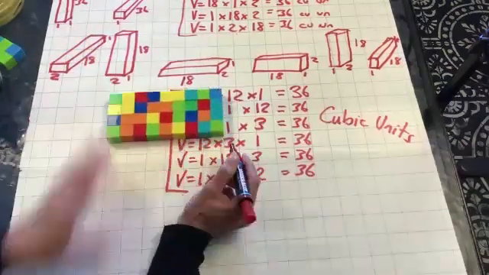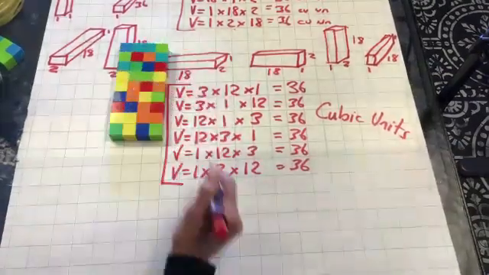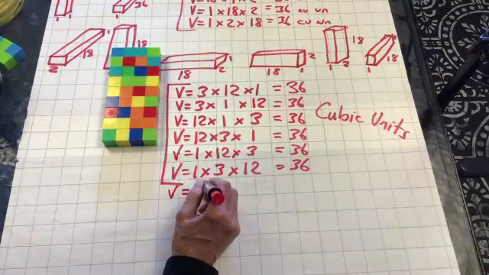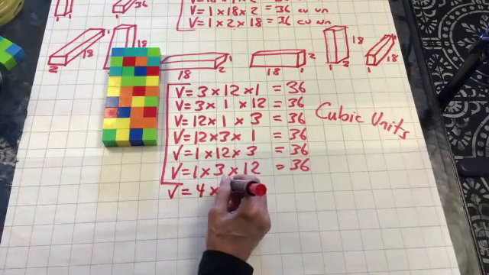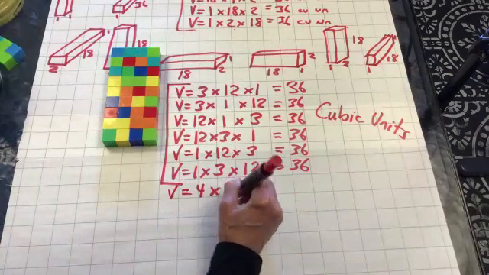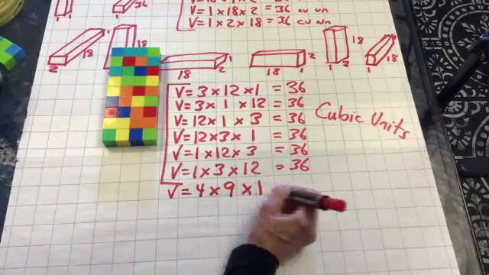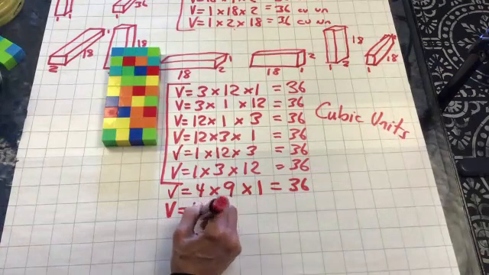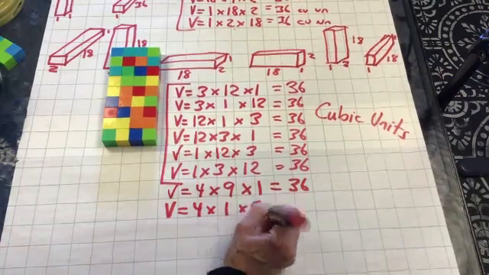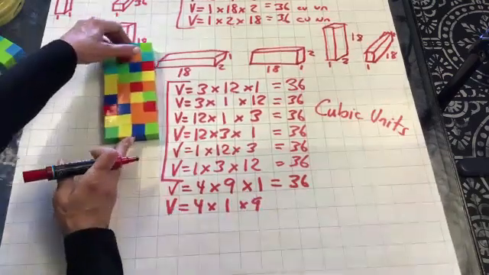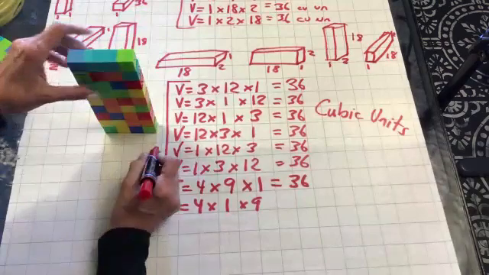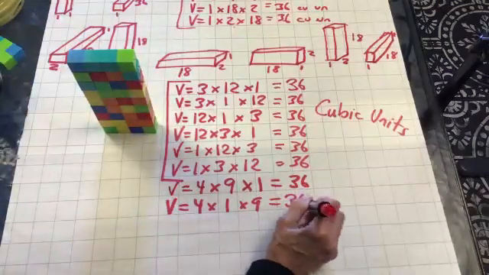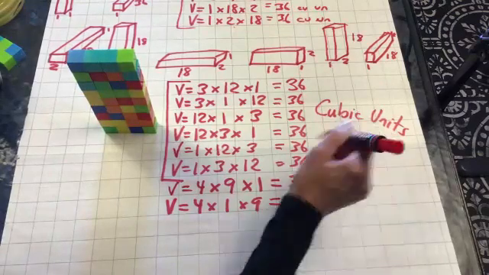So let me get this into 4. All right, now let's look at this. So this one is 4 wide by 9 deep by 1 tall. All right, let's change that up. 4 by 1 by 9. So that would be like this, 4 wide by 1 deep by 9 tall. And we're just cubic units here.